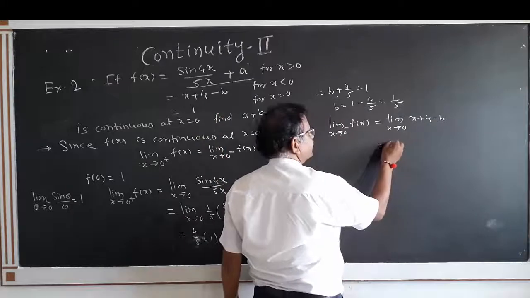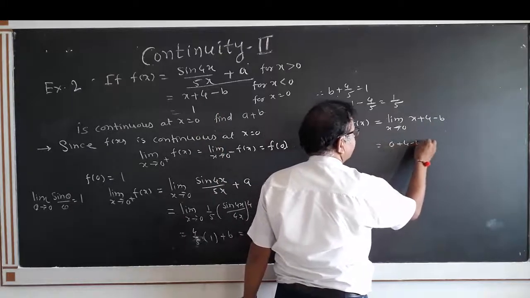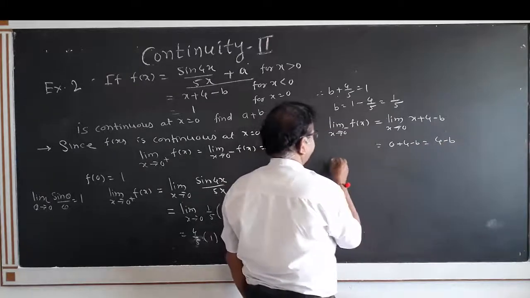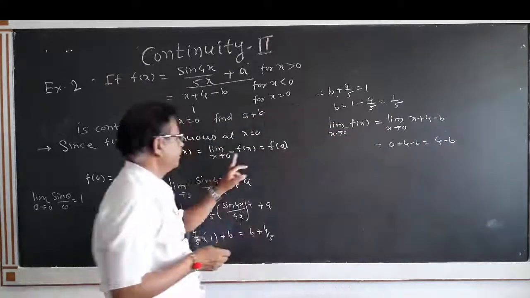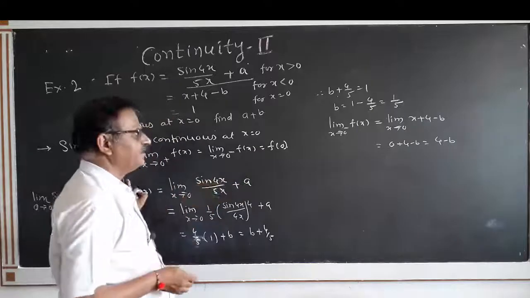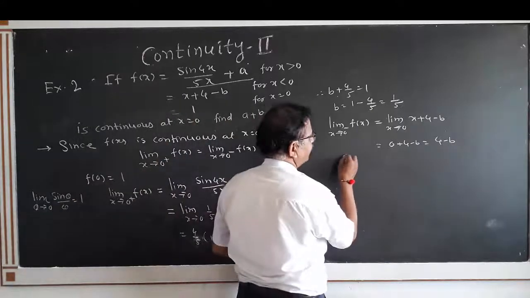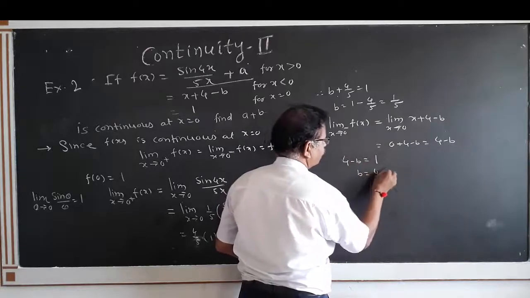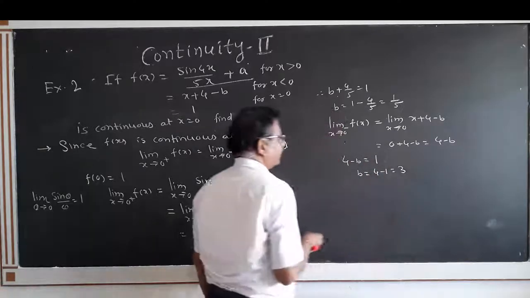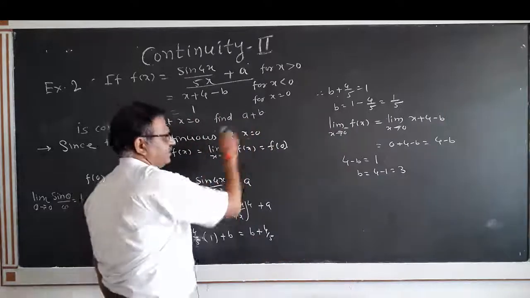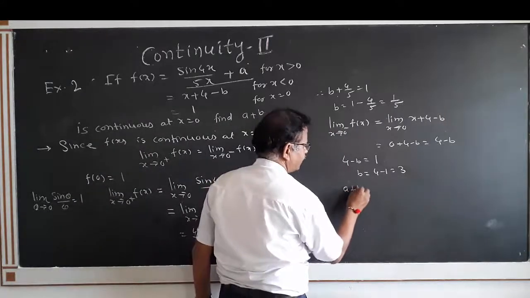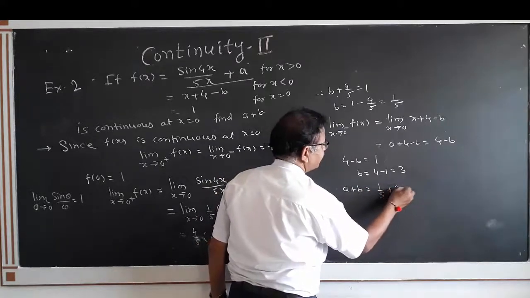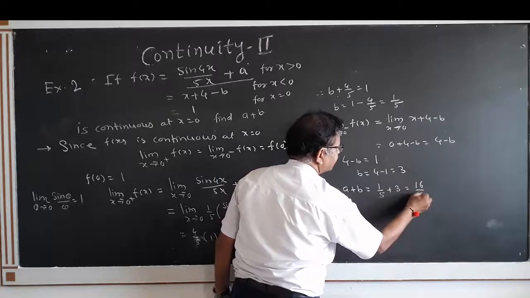And the limit of this is 0 plus 4 minus b equal to 4 minus b. And we know that limit x tends to 0 minus of fx equal to f of 0 equal to 1. Therefore, 4 minus b equal to 1, b equal to 4 minus 1 equal to 3. Now, we have to evaluate a plus b. Therefore, a plus b equal to 1 by 5 plus 3, which is nothing but 16 by 5.